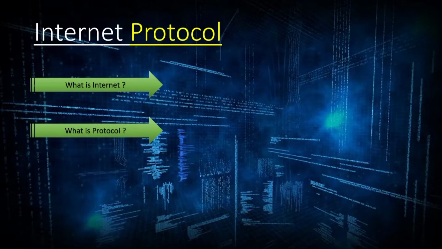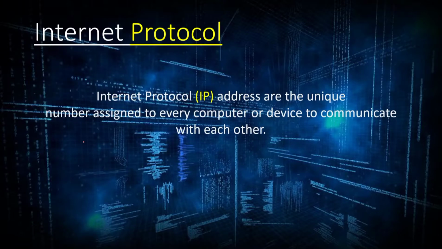Whereas a protocol can be defined as a set of rules determining the formation and transmission of data, or a set of rules that governs data communication. So basically, protocol is a type of language by which computers communicate with one another. So now internet protocol. Internet protocol is a group of rules for exchanging data from one computer to another on the internet and other networks.